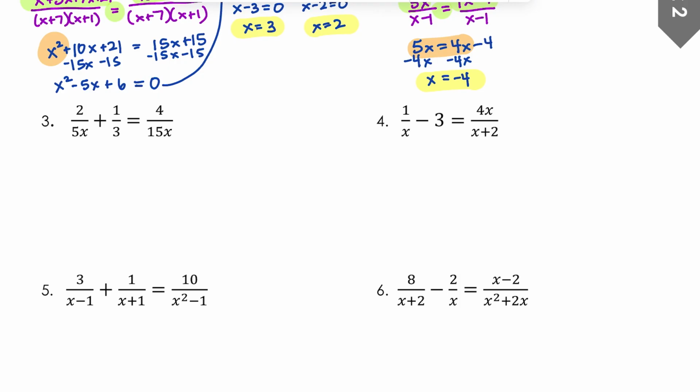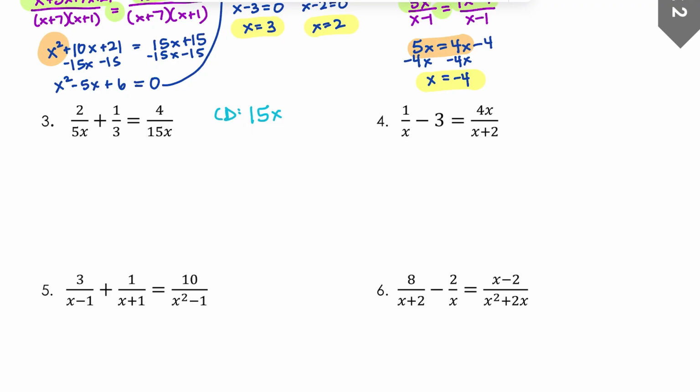And we want to build a common denominator that has all of that in it. We want to find a factor, or a multiple of 5x, 3, and 15x. And so 15x does actually contain all that stuff. So we want to give each fraction what it needs to get to the 15x.